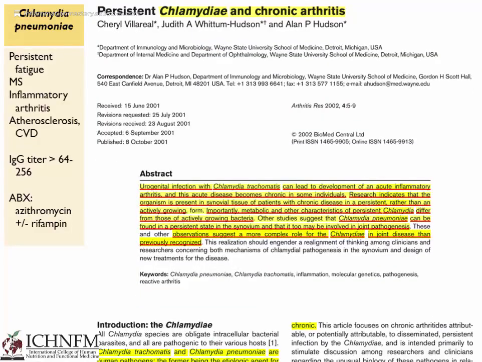Let's take another look. Now associating persistent chlamydia with chronic arthritis. So not simply arthritis in the spine, but also peripheral arthritis. I'll introduce this article simply by reading the abstract. Urogenital infection with Chlamydia trachomatis can lead to the development of an acute inflammatory arthritis, and this acute disease becomes chronic in some individuals. That is what I've mentioned several times before, which is reactive arthritis.